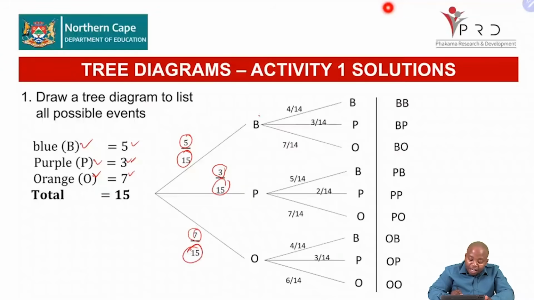Remember, if I start with a B here, then B will change. So on the blue one, it's going to be minus 1. Here, purple is going to be minus 1. Orange is going to be minus 1. How are we going to work this around?